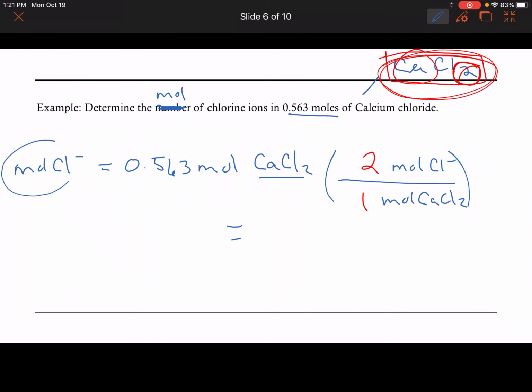So I'm going to say 0.563 times 2 is going to be 1.126 moles of Cl minus, but I have to pay attention to sig figs. I can only have 3 sig figs, so I'm going to use a bar over top there, or I'm just going to round it to 1.13 moles of chlorine minus. Okay?